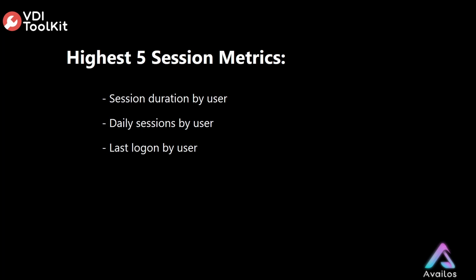The highest 5 session metrics provide information on session duration by user and daily sessions by user, which can be helpful as if users have a high number of daily sessions, they probably need more education on disconnecting their session versus logging off their session. This can be helpful if login times are elevated in, let's say, a non-persistent environment, as disconnecting and reconnecting to a virtual desktop session is much faster than logging off and logging back into the virtual desktop session.